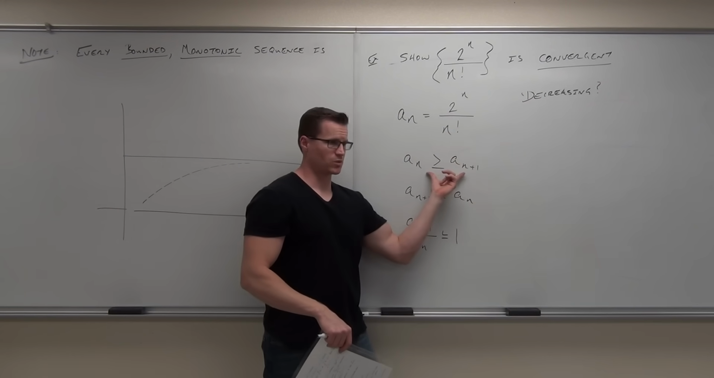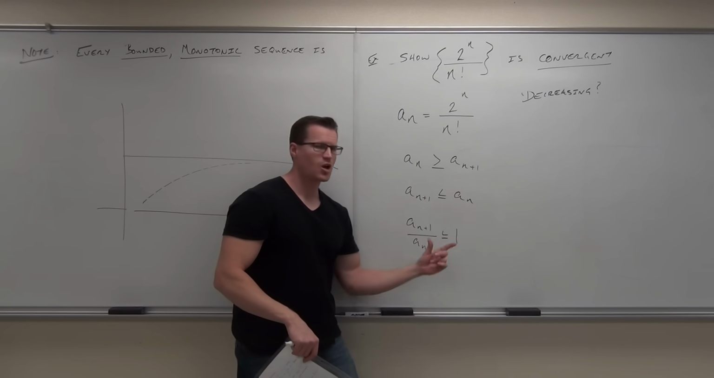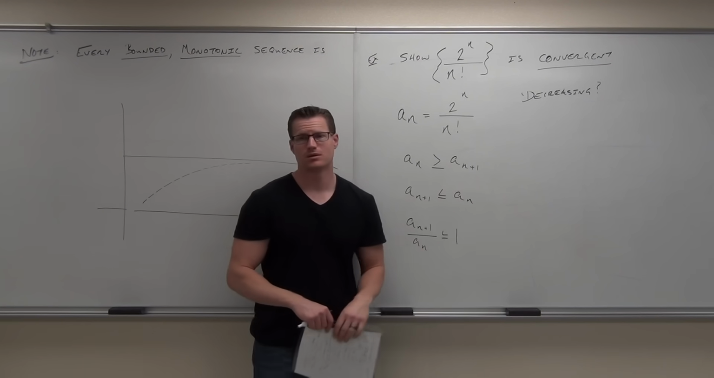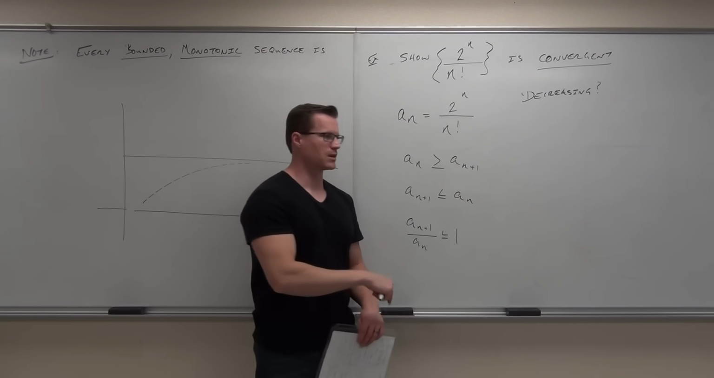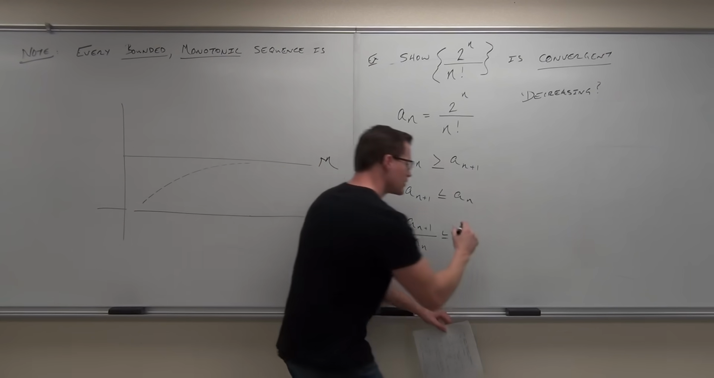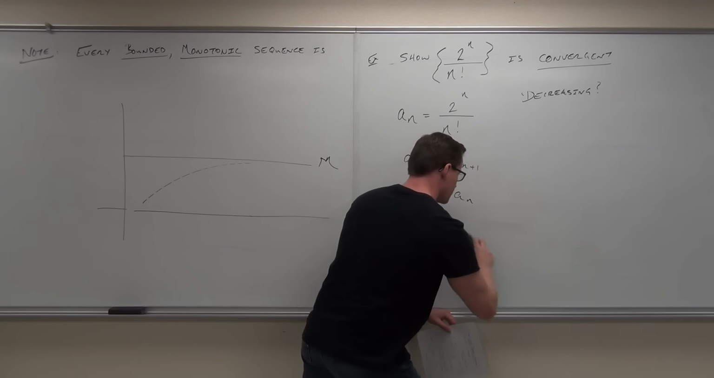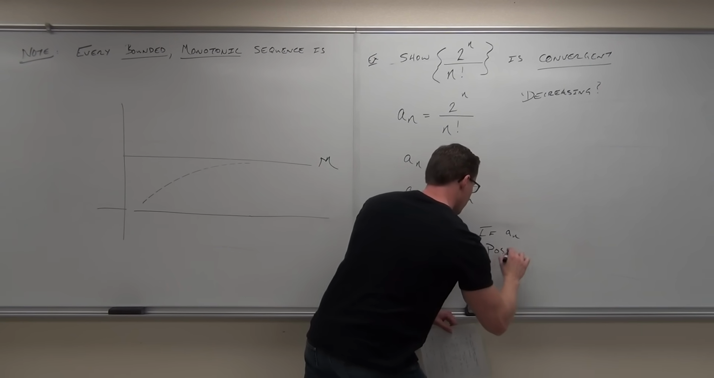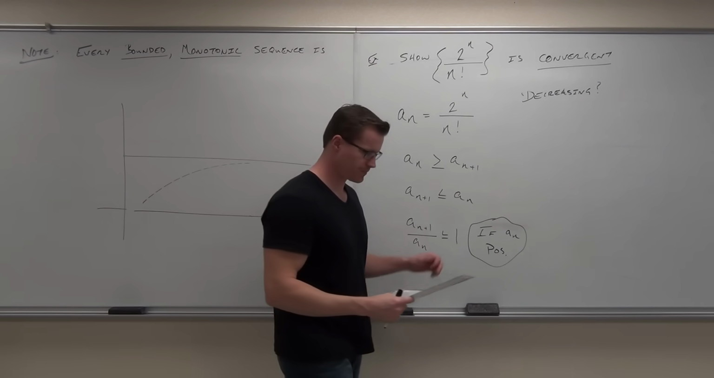Monotonically decreasing means this. That's what it means. This is the same thing as this. This is the same thing as this, provided one thing happens. Tell me something about a sub n for this to be true. It can't be negative. A sub n would have to be positive, otherwise your inequality would flip, because you'd be dividing by a negative. Does that make sense to you? So this will work if a sub n is positive.